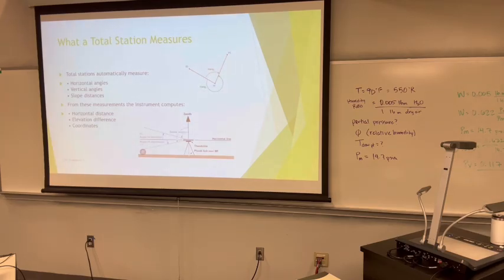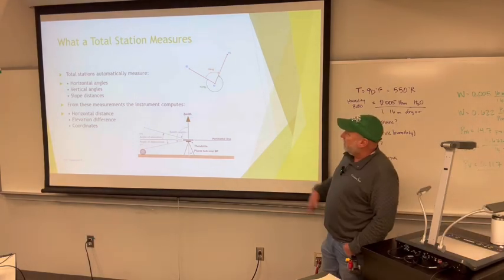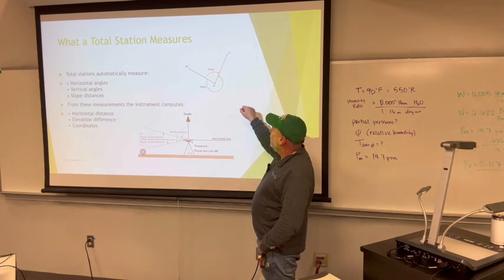So total stations automatically measure horizontal angles, vertical angles, and slope distances. Those diagrams might be a little small. Is that semi-readable? Can we make out what we've got going on here?